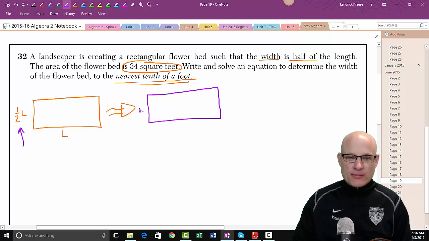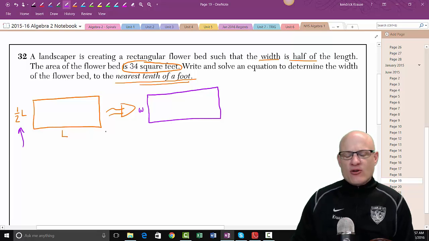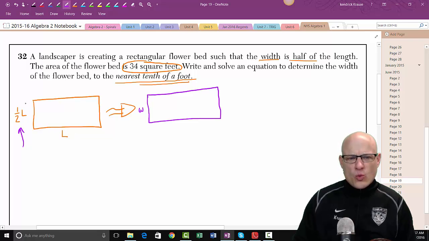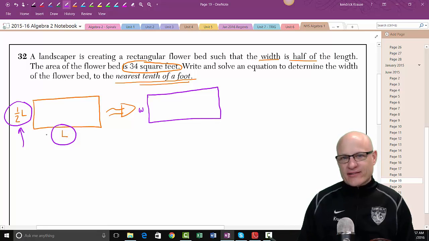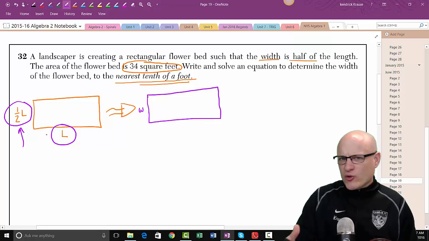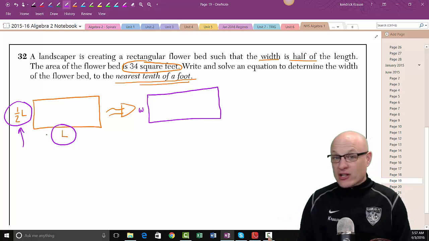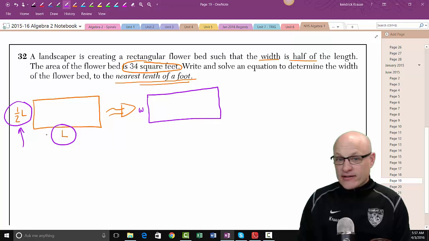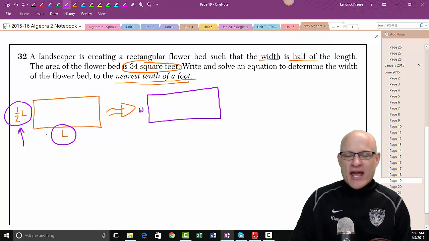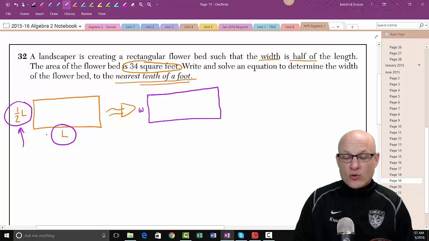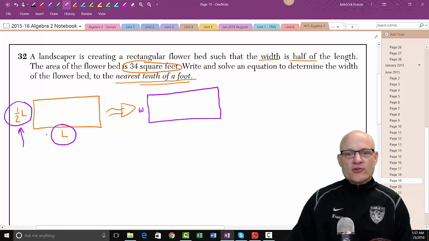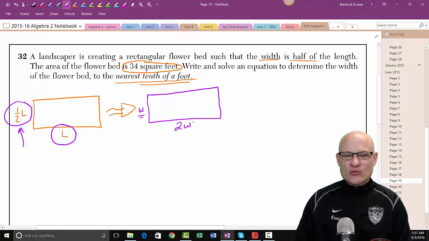Let's say W represents the width. How can I say it a different way, that the width is half of the length? If I turn that around, can't I say that the length is twice the width? The width is half of the length, so the length is twice the width. Think about it this way: you're half your father's age, or in other words, your father is twice your age. So we're going to just reverse it. The width is W. The length is twice as much, 2W. That's the easiest way to handle it.